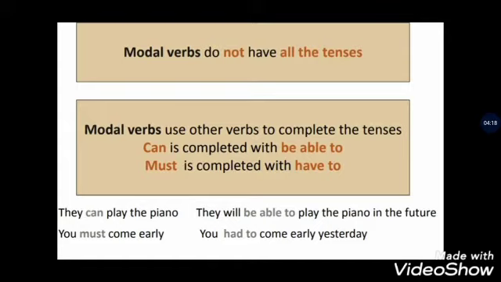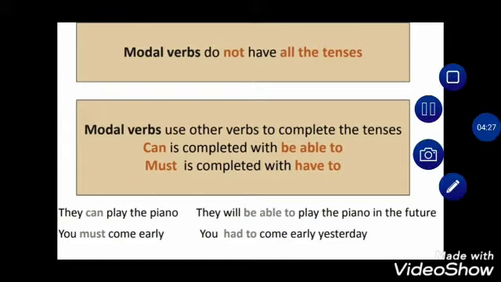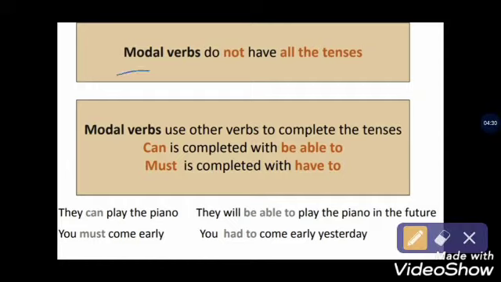Next we are going to discuss how to use modals in tenses. Here it is written clearly that modal verbs do not have all the tenses, meaning they are not used with all tenses, and modals use other verbs to complete the sentences. Okay, like can is completed with be able to, and must is completed with have to.